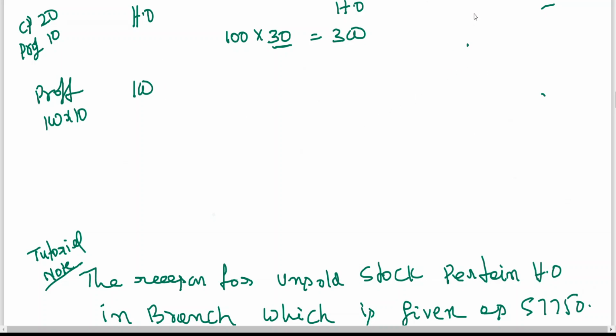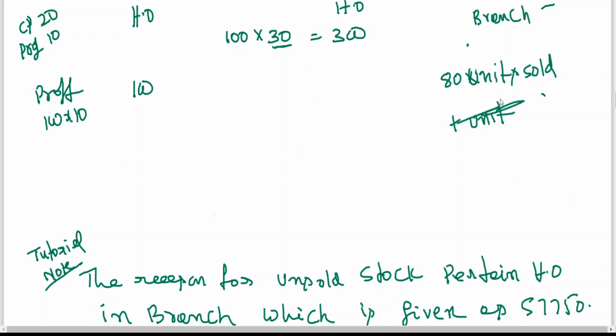Now the branch, what they have done: out of 100 units, the branch was able to sell, say, 80. Branch has sold 80. So on 80 units they have sold. I don't need the selling price, leave it. 80 units have been sold by the branch. So the balance left is 20 units.